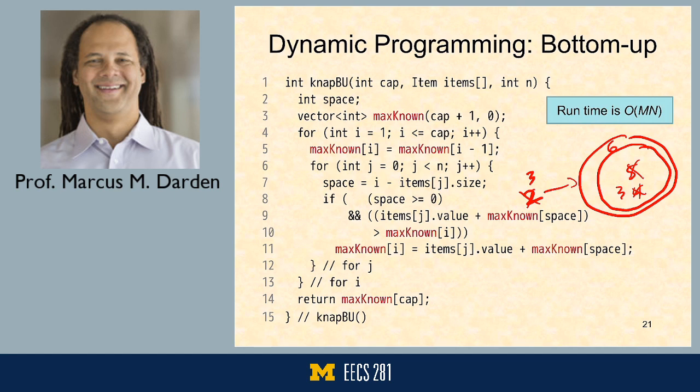If I ever get to a situation where I've got enough space and the item goes in there, if that value is better than the max known for this particular one I'm working on, my new bag, I'm going to say the new bag is updated by taking the value of this current item that I'm looking at and then the max known of the remaining space, right? So in this case, as in my previous example, I'm saying if I'm trying to fill the 6, I'm going to take this item that's size 1 and then take the best 5 bag there.